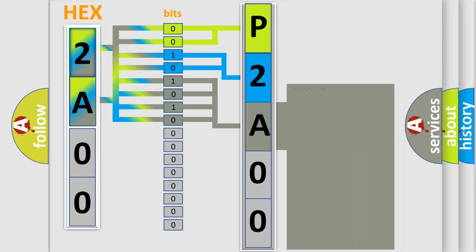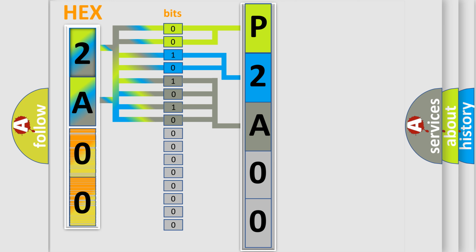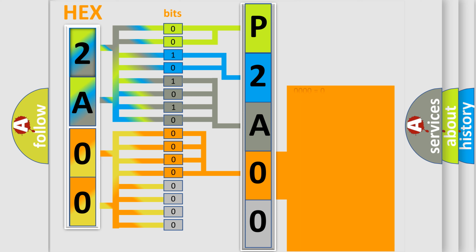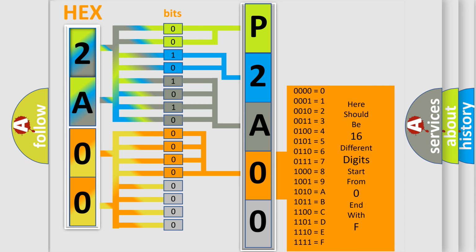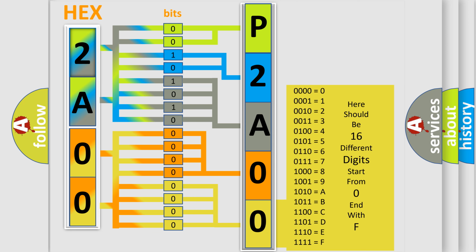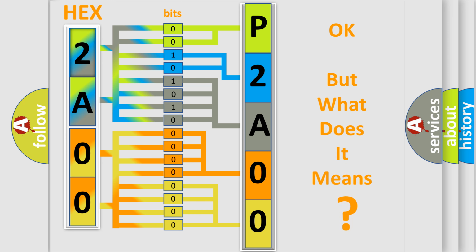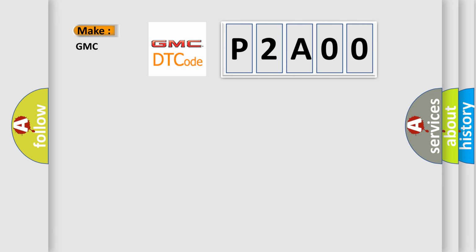The second byte is composed of a combination of 8 bits. The first 4 bits determine the fourth character of the code. And the combination of the last 4 bits defines the fifth character. A single byte conceals 256 possible combinations. We now know in what way the diagnostic tool translates the received information into a more comprehensible format. The number itself does not make sense to us if we cannot assign information to what it actually expresses. So, what does the Diagnostic Trouble Code P2A00 interpret specifically for GMC car manufacturers?